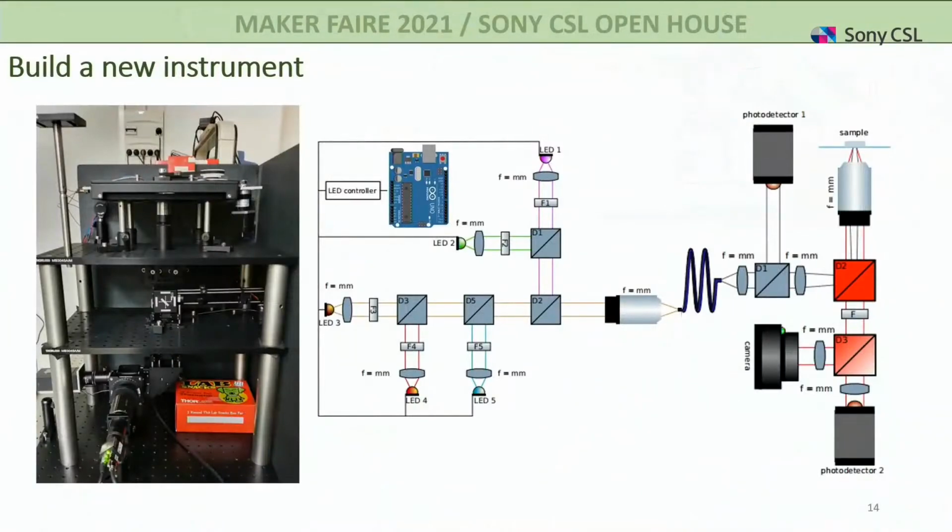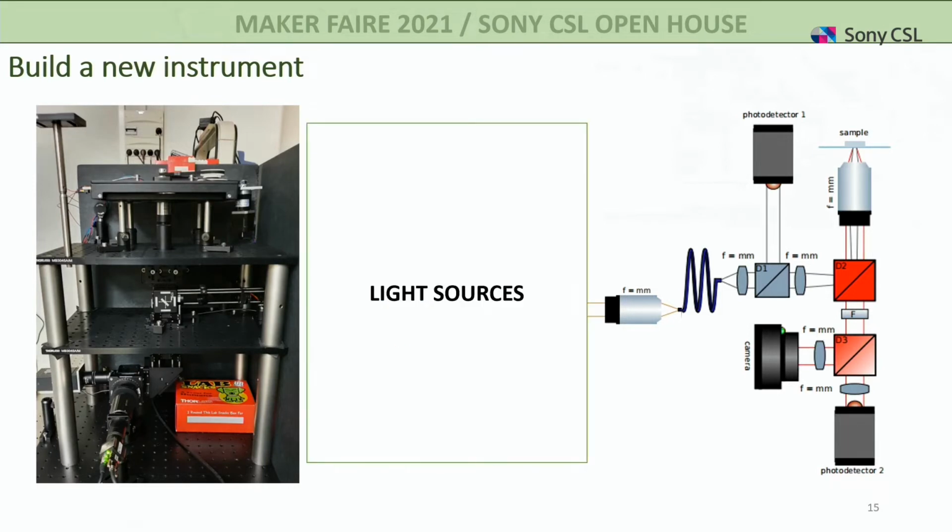So for the first year of my PhD, I worked on building the instrument, and at Sony and ENS, we always start from scratch. So we built the microscope from zero. It consists of several light sources that we inject into the setup, and we can collect light on the sample and collect the fluorescence and use either a camera or a photon counter to acquire data.